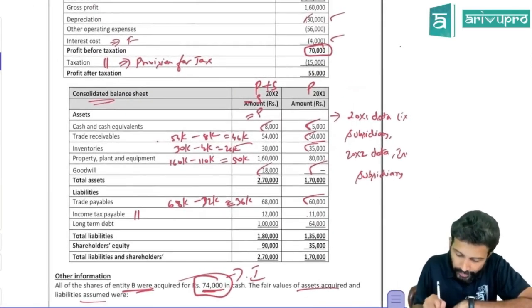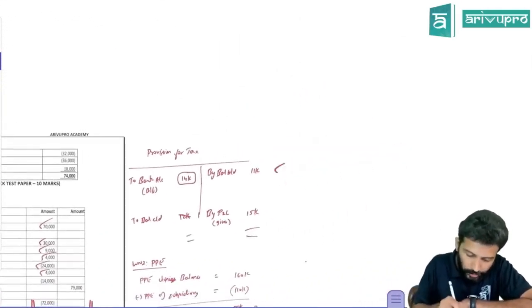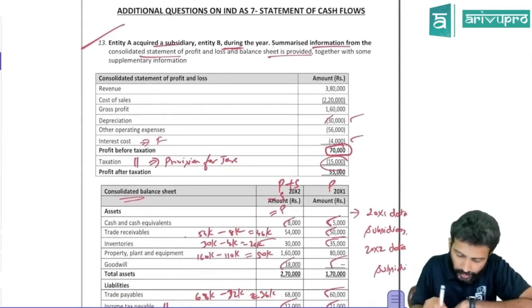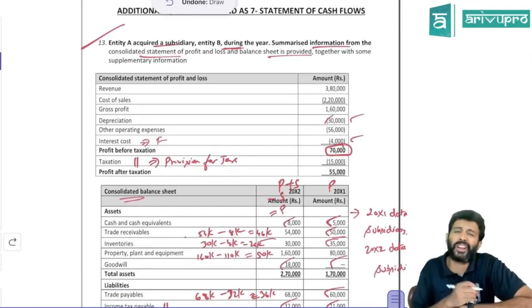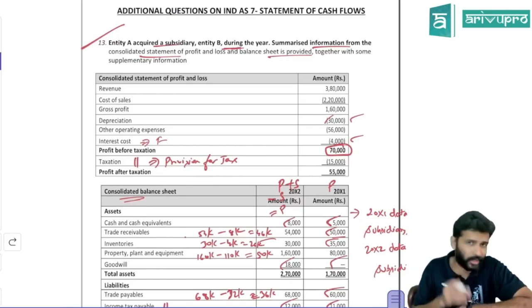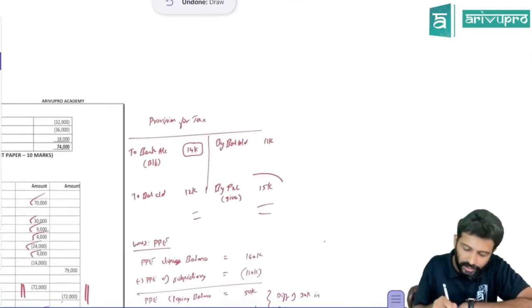How much? Opening balance is 11, closing balance is 12. So capture that. Opening balance 11, closing balance 12. And in P&L, there was already provision for tax. How much provision for tax is there? 15,000. What is the journal entry for provision for tax? P&L account debit to provision for tax, right? So in the provision for tax account, you'll post it as by P&L. This is given in the problem. So these three data were given.